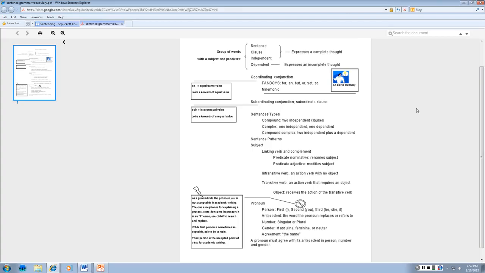Now, if you'll notice up above second and you, I have a little circle with a mark through. And notice over to the left, I have a lightning bolt up above it because I want you to pay particular attention to this. As a general rule, the pronoun you is not acceptable in academic writing. The one exception is for explaining a process. But those instances are very limited.